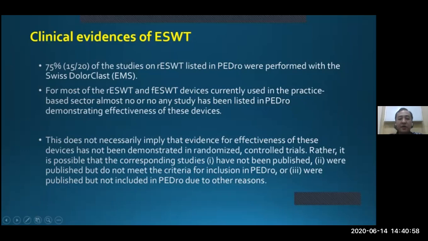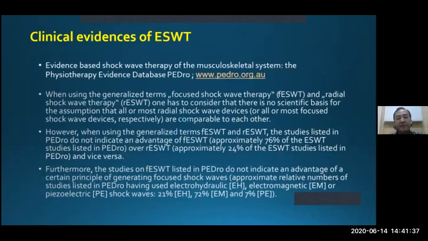For most of the radial shockwave and focused shockwave devices currently used in the practice-based sector, almost no study has been listed in PEDro demonstrating effectiveness of these devices. This does not necessarily imply that evidence for effectiveness of these devices has not been demonstrated in randomized controlled trials. Rather, it is possible that corresponding studies have not been published, or were published but do not meet the criteria for inclusion in PEDro, or were published but not included in PEDro for other reasons. That's the conclusion of the clinical evidence of the shockwave in the PEDro database.